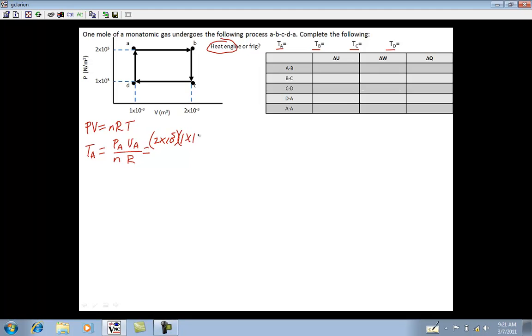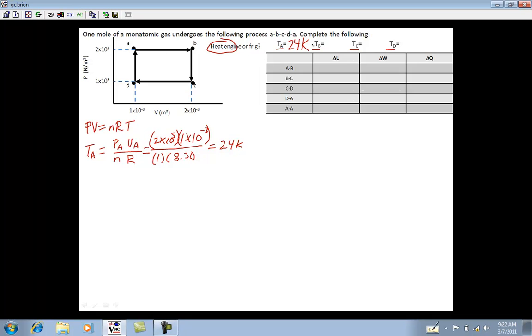Okay, 1 times 10 to the minus 3rd. How many moles am I dealing with here? 1 mole, and the gas constant is? Good, 8.31. So that gives me a temperature of 24 Kelvin, which is very low. Okay, so that's 24 Kelvin. Okay, and now we could figure out all the other temperatures.